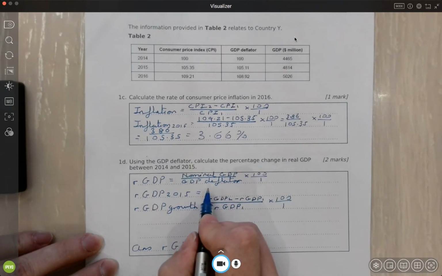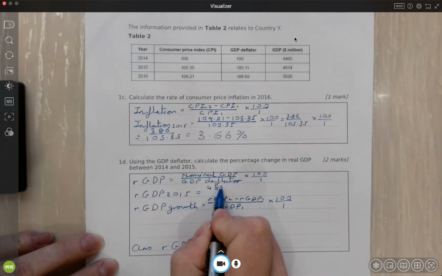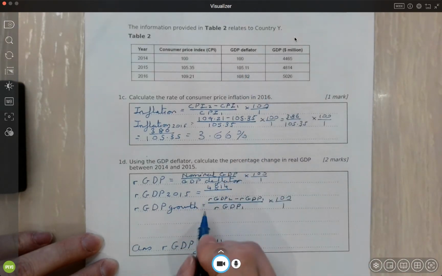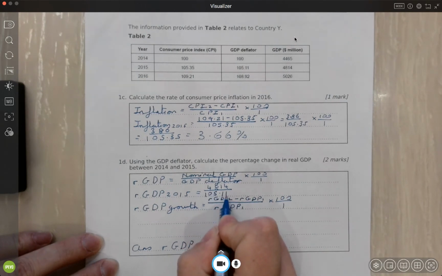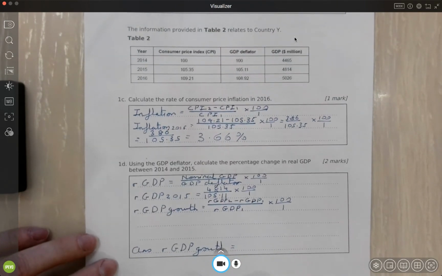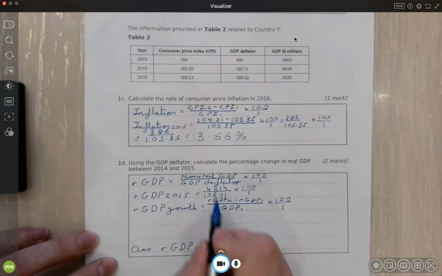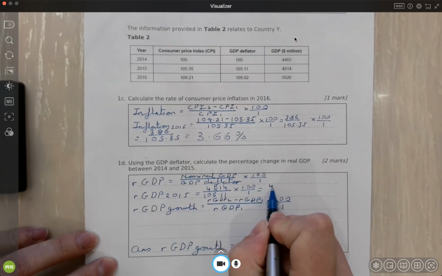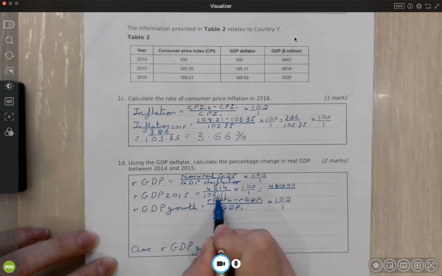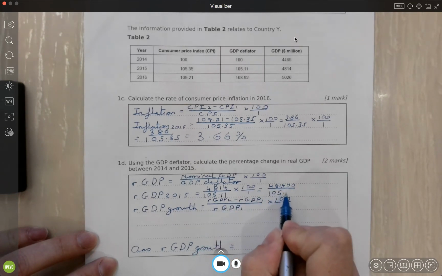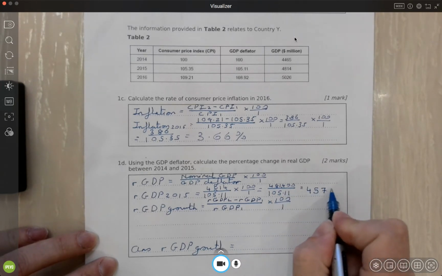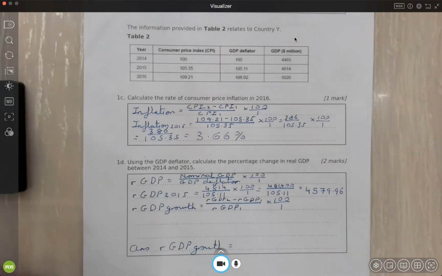Okay, so I'm going to write down here 4814. I'm going to divide it by the GDP deflator in 2015, which is 105.11, and then I'm going to multiply it by 100 over 1. You'll see that always come up, I suppose. Okay? Now, so what we then do is top by top, bottom by bottom. I've got 481400, because I'm just multiplying by 100, over, well, again, multiplying by 1 is the same thing. Okay, 105.11, and what I get here is 4579.96 rounded to 2 places of decimals.